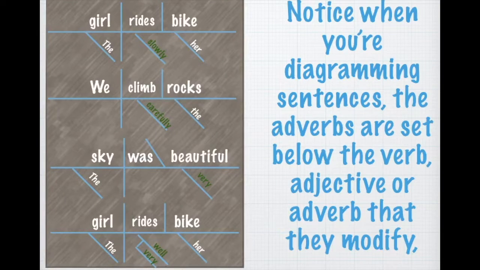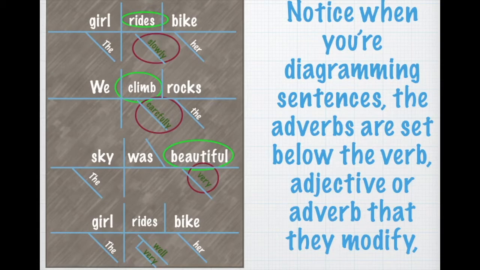So notice when you're diagramming sentences, the adverbs are set below the verb, adjective, or adverb that they modify. Like in the sentence, the girl rides her bike slowly, you have the verb rides on the main line and the adverb slowly sitting below the verb. In the sentence, we climb the rocks carefully, you have the verb climb on the main line and the adverb carefully modifying the verb.